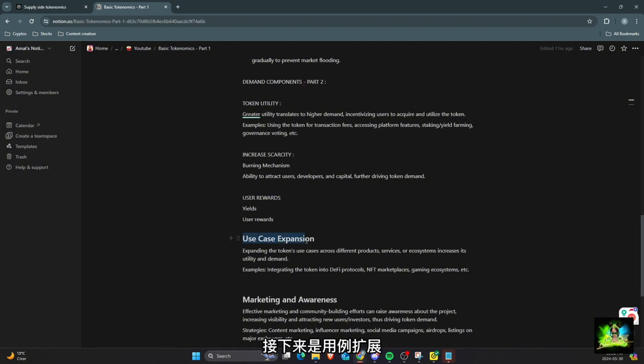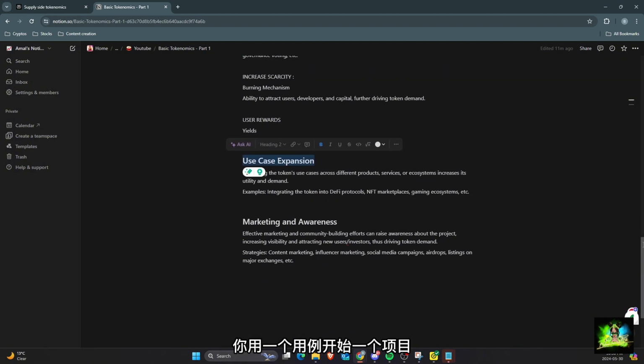And the next thing is use case expansion. You start a project with one use case and you're expanding into different areas. Let's say it is a perpetual DEX and it is expanding into DeFi. If they're able to successfully branch out and get into other areas of the crypto world, then they are able to develop and expand their use case successfully. When they're able to do it, it increases your hope that this project is going to be successful, right? Examples are integrating the token into DeFi protocols, NFT marketplaces, gaming ecosystems, etc.